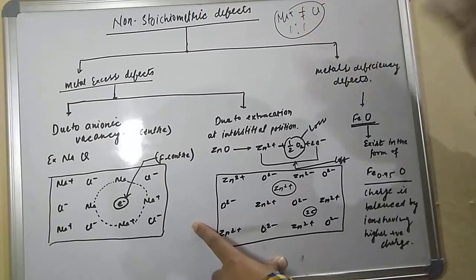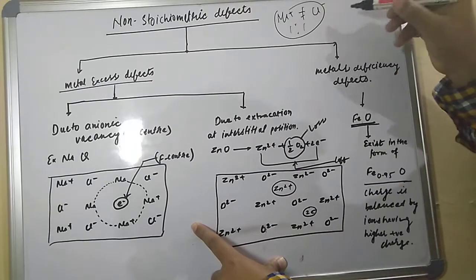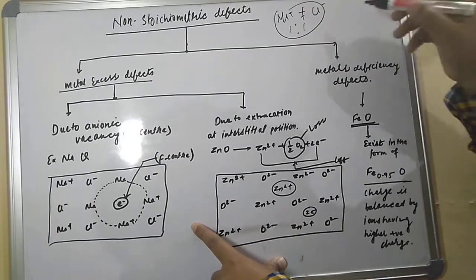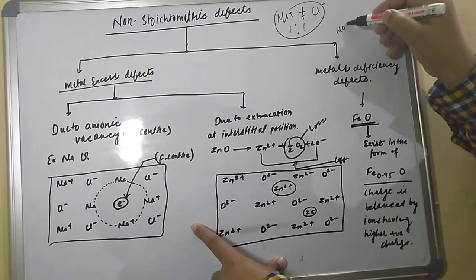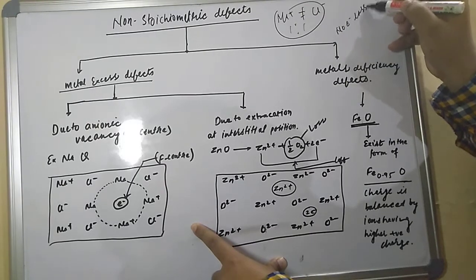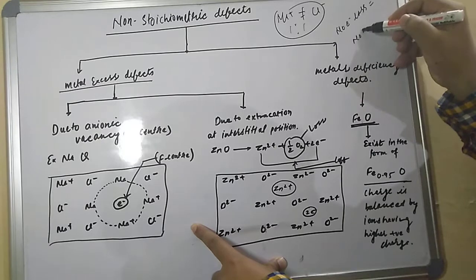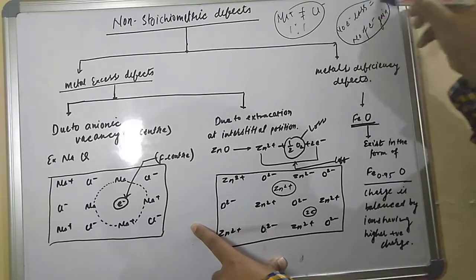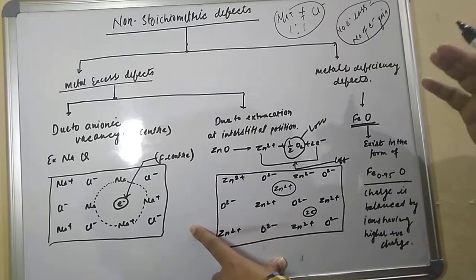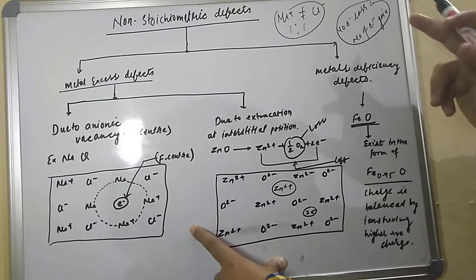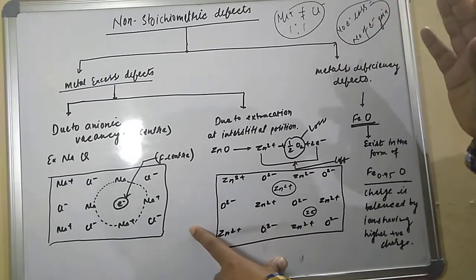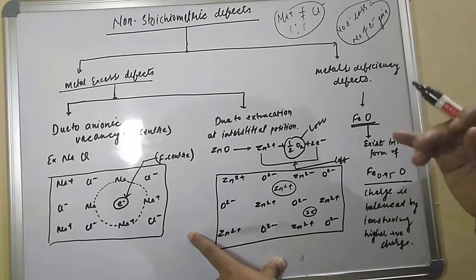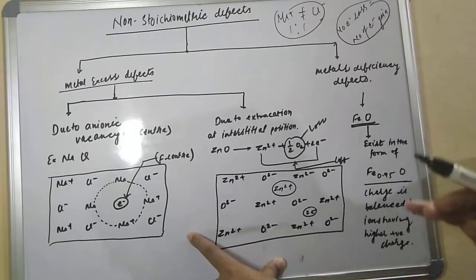But what other thing we have to maintain is electrical neutrality. In this non-stoichiometric defect, the number of electrons lost equals the number of electrons gained. This we have to follow in this non-stoichiometric defect. It doesn't mean that there is a loss of electrons. Electrons will be as they are. Only the cation or anion may be lost.